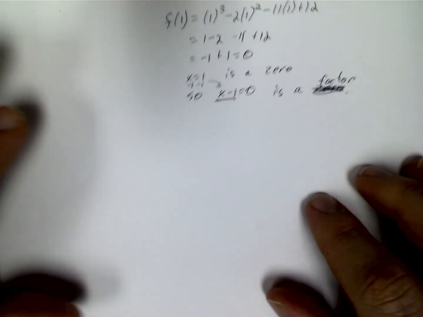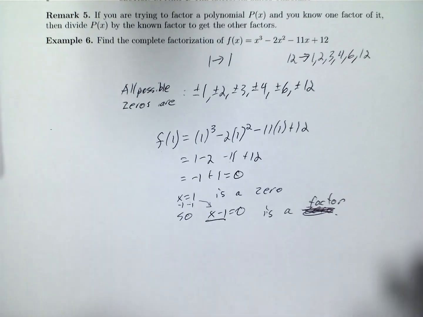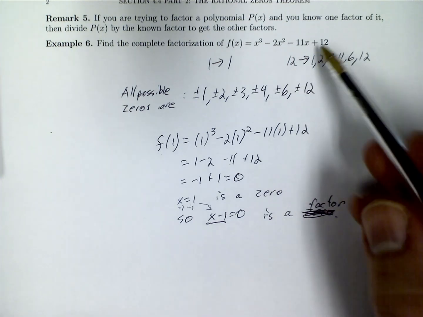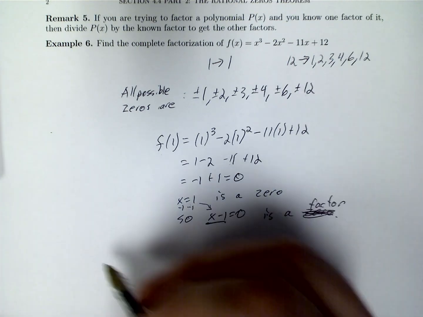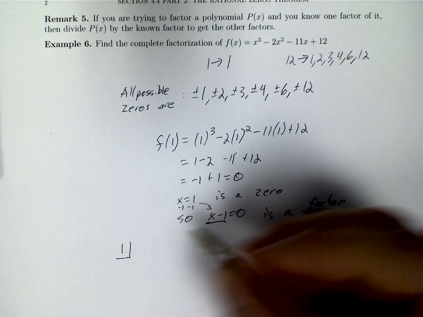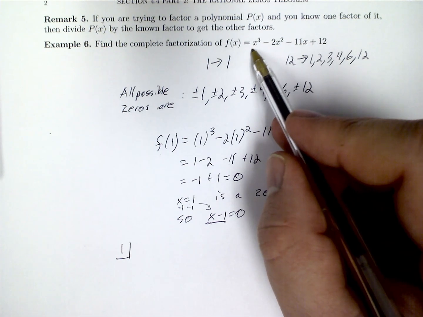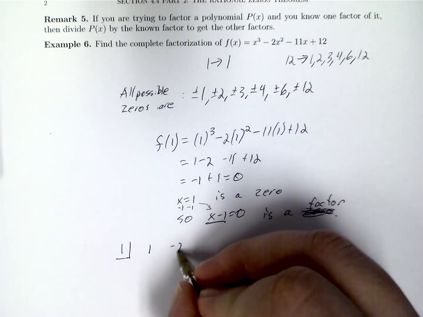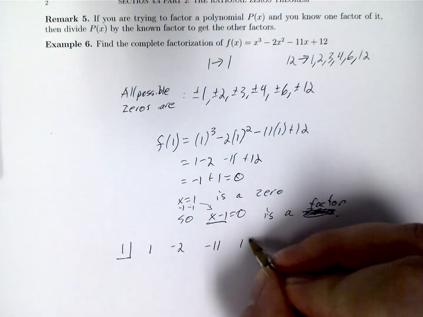then that means that we can do division. So we can divide this factor into this polynomial. Now you can do polynomial division, or because this is a nice factor, we can do synthetic division. So we're going to divide 1 into the coefficients: 1, negative 2, negative 11, 12.